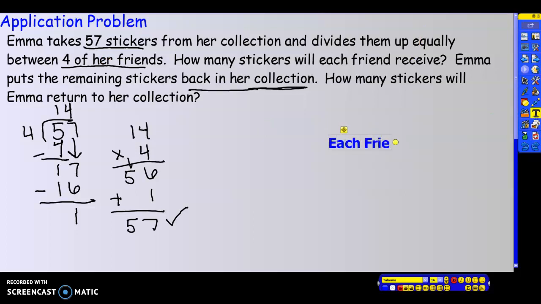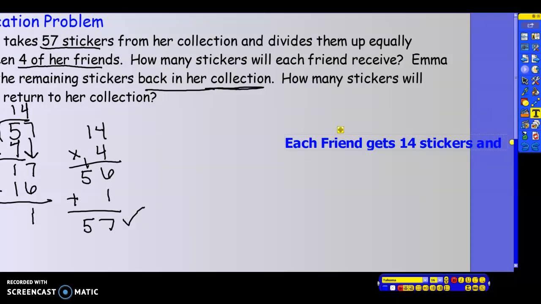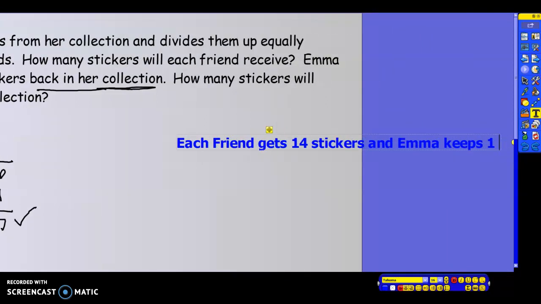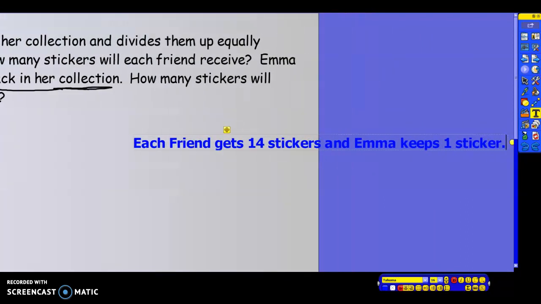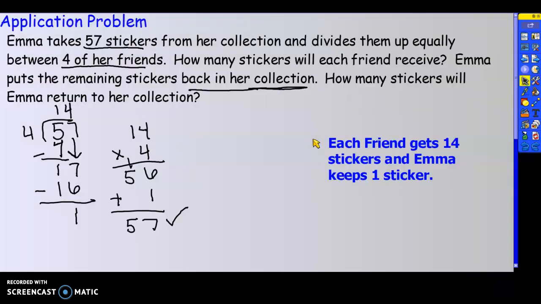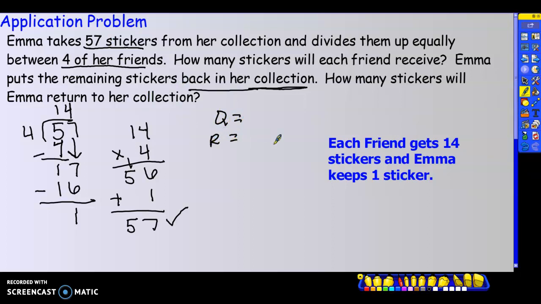Alright, so we have each friend gets 14 stickers, and Emma keeps 1 sticker. Okay, so there's our statement. And I should also write my answer just as quotient and remainder. Get back in the habit of showing that. 14 remainder of 1.